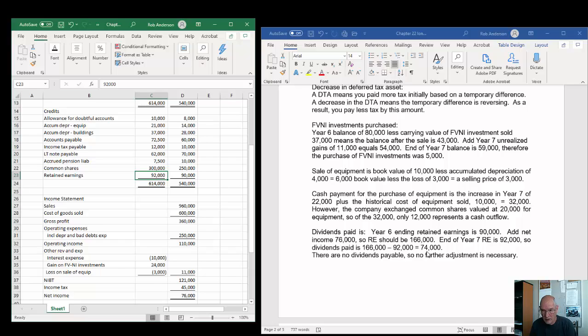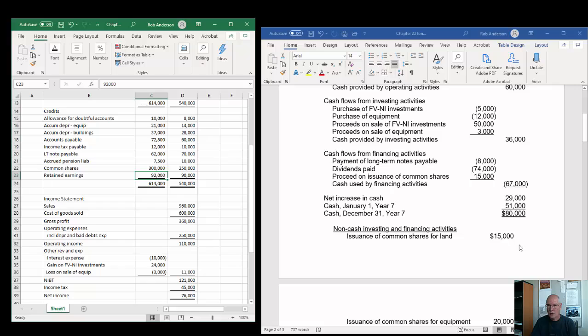Now, if this were a tiny bit more complicated, we would have perhaps a dividends payable account. And if your dividends payable went up or down, that would influence the cash paid for the year. But for us, that's not going to be an issue. So we are at 74.